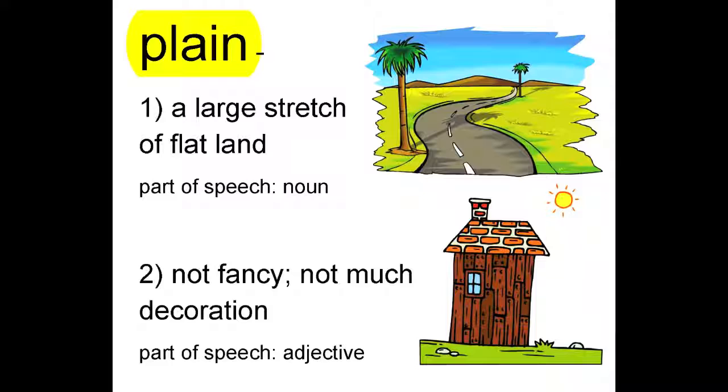Some words will have 2 different definitions with 2 different parts of speech. The first definition of plain is a large stretch of flat land. This part of speech is noun since plain is a person, place, or thing. The second definition is not fancy or not much decoration. This part of speech is adjective since this definition of plain is a describing word.